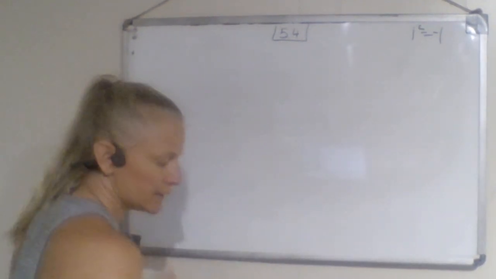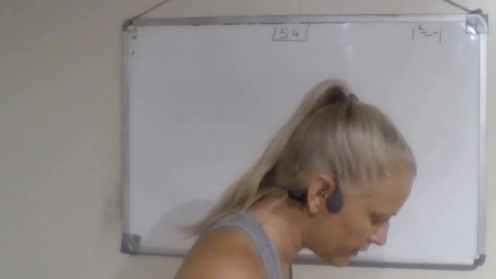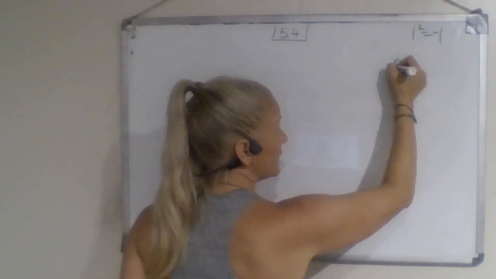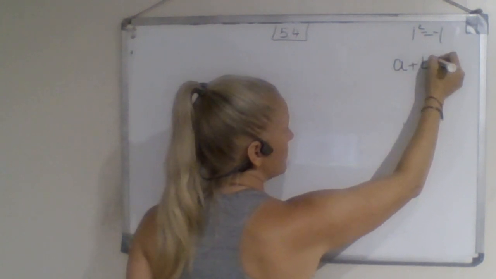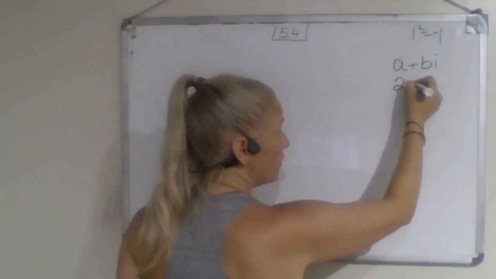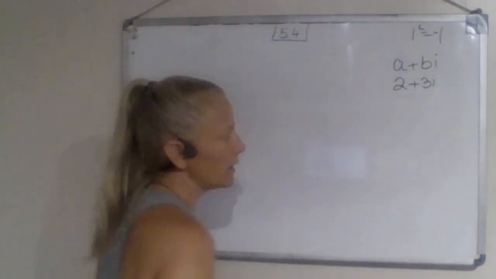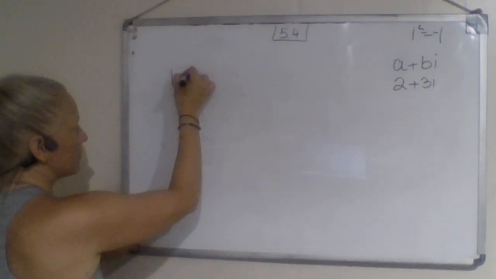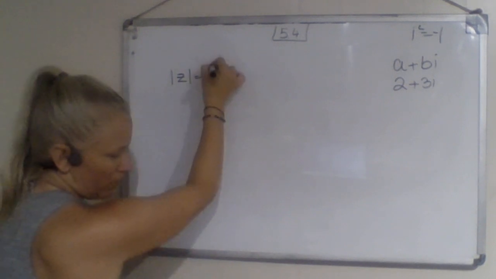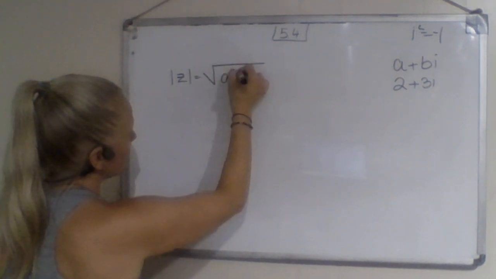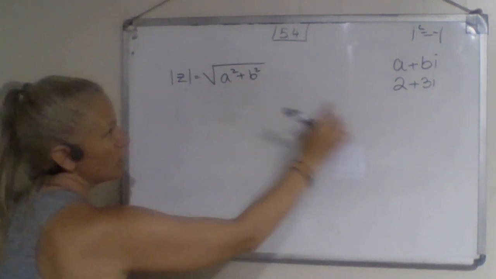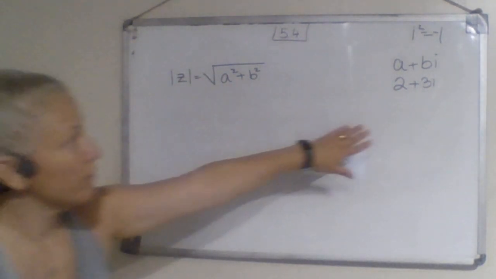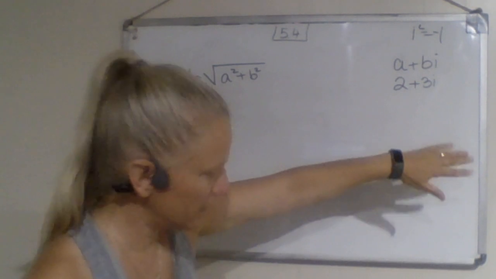Now, the last thing we're going to do, skipping one part of this lesson because it's absolutely useless, is learn how to find absolute values of complex numbers. Remember, a complex number looks like a plus bi, as in 2 plus 3i. To find the absolute value of that complex number, it is the square root of a squared plus b squared. You just take the two numbers in front and find the absolute value.